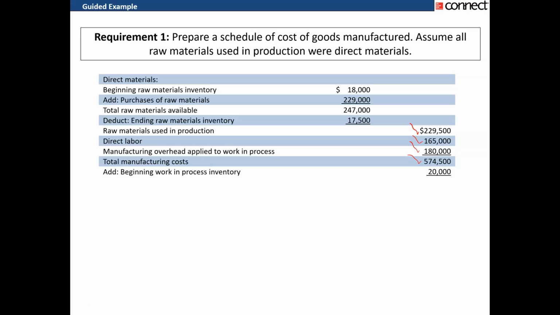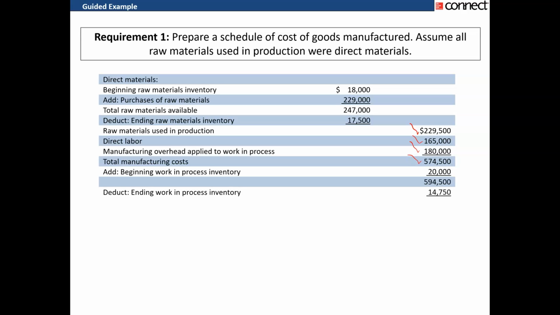Then let's go ahead and look at beginning work in process inventory. So if we take the total manufacturing costs plus the beginning inventory, that tells you what's available. That 574.5 is all of the manufacturing costs that have been put into manufacturing overhead. Not manufacturing overhead, work in process. Then from that number, subtract what you have in ending work in process inventory, and that gives you the cost of goods manufactured.